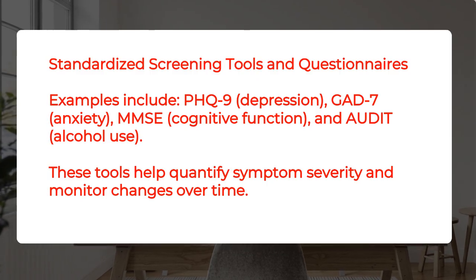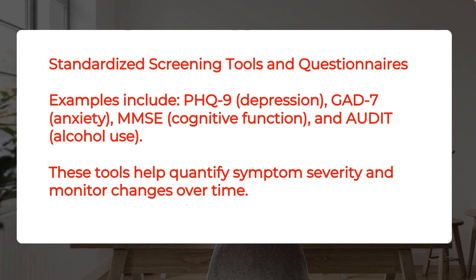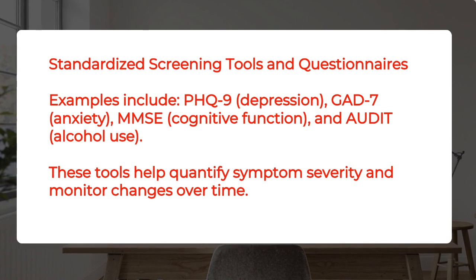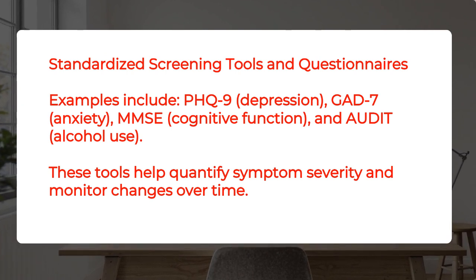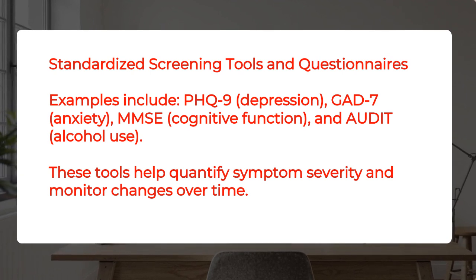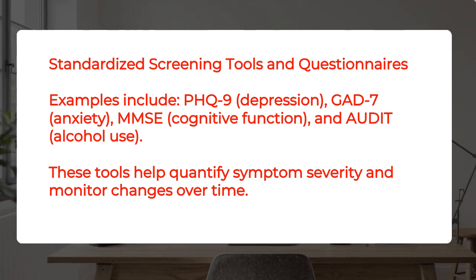Standardized screening tools and questionnaires. Examples include PHQ-9 for depression, GAD-7 for anxiety, MMSE for cognitive function, and AUDIT for alcohol use. These tools help quantify symptom severity and monitor changes over time.